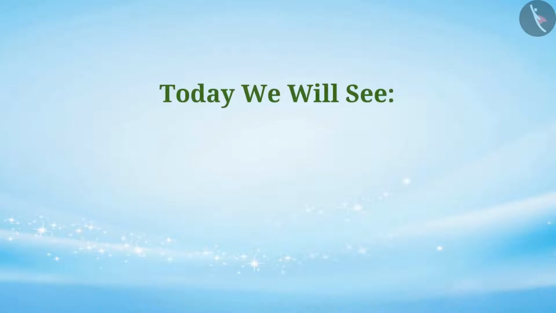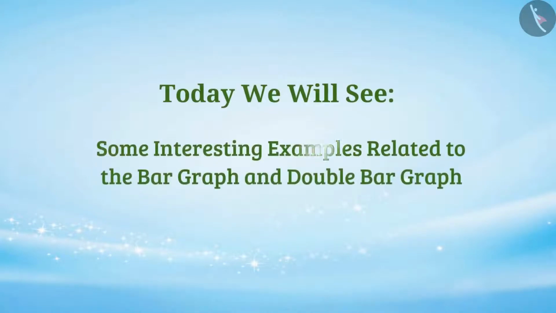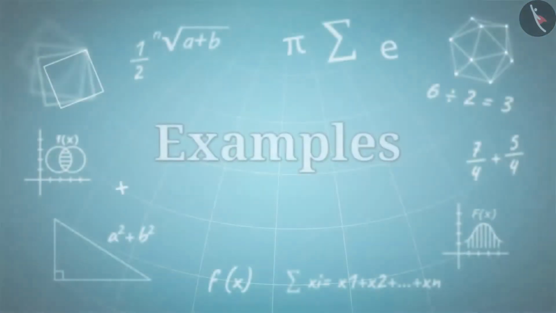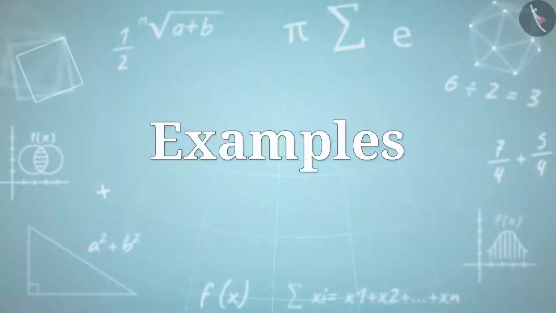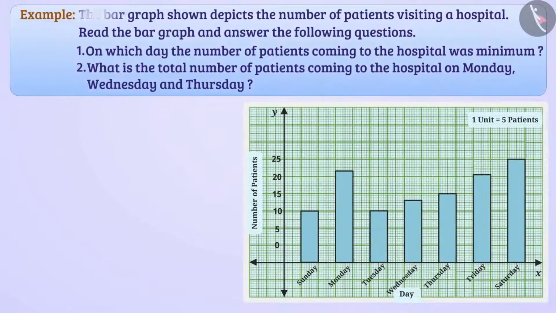Today we will see some interesting examples related to bar graph and double bar graph. The bar graph shown depicts the number of patients visiting a hospital. Read the bar graph and answer the following questions. On which day the number of patients coming to the hospital was minimum?